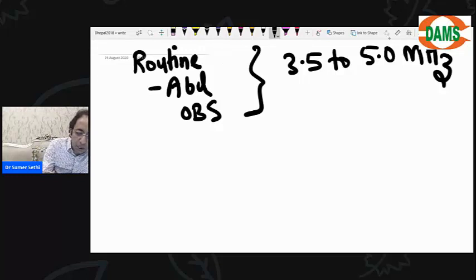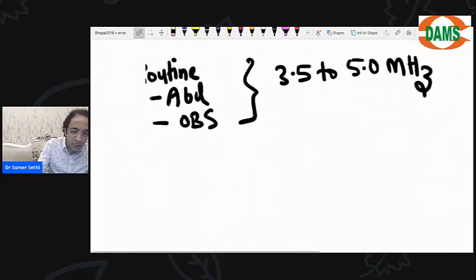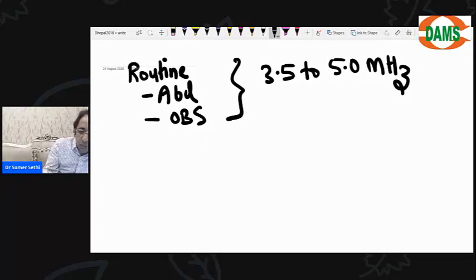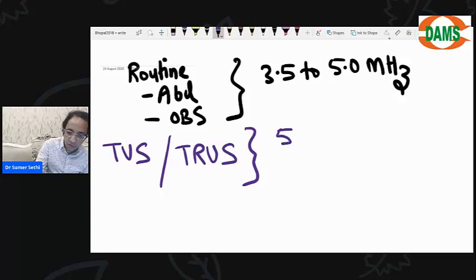So for routine abdominal and obstetric ultrasound, the frequency of sound used is 3.5 to 5 megahertz. Hertz is a unit of frequency. But when you do a transvaginal ultrasound or transrectal ultrasound, and I'm sure you read about transvaginal ultrasound in gynecology, and transrectal ultrasound when they were talking about ejaculatory ducts, seminal vesicles, right. So in TRUS or transvaginal ultrasound, the frequency of sound is 5.5 to 7.5 megahertz.